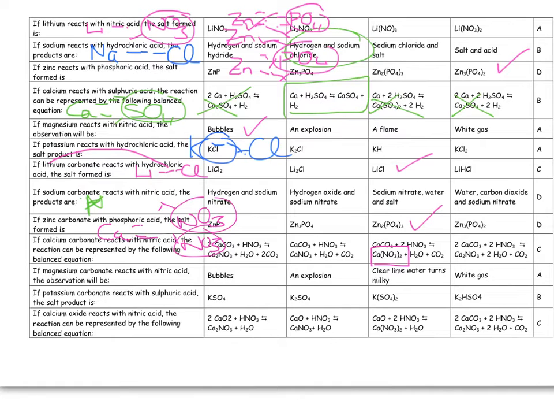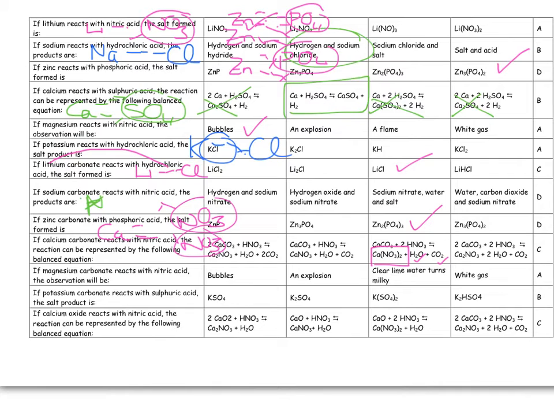None of the others work, so let's hope everything else is here. The water's here, the carbon dioxide is here. Let's check if it's balanced. Calcium 1, 1. Carbonate, carbon, carbon. 3 oxygens over here, 1, 2, 3 oxygens over there, 2 hydrogens, 2 hydrogens, 2 nitrate ions, 2 nitrate ions, so C does work.